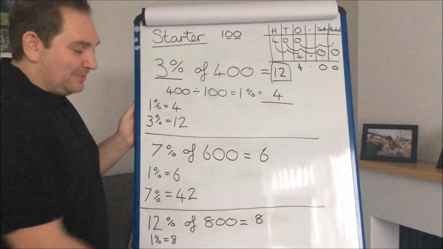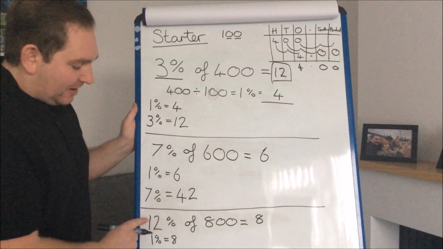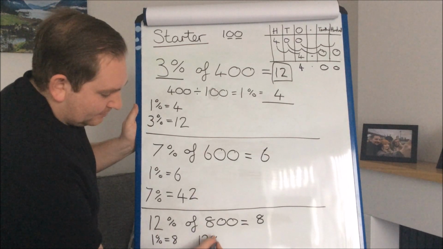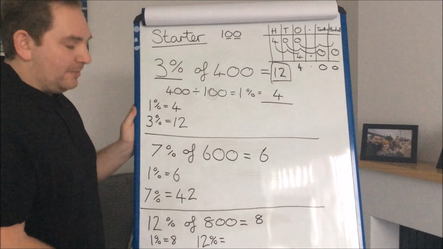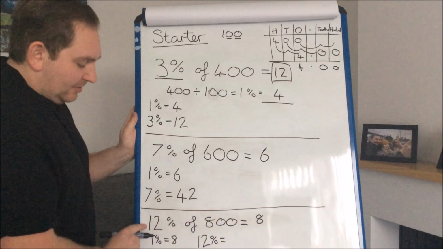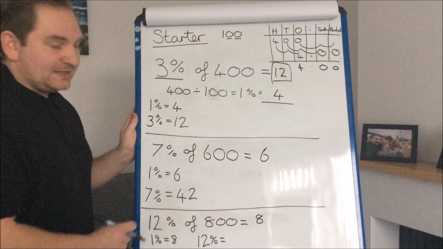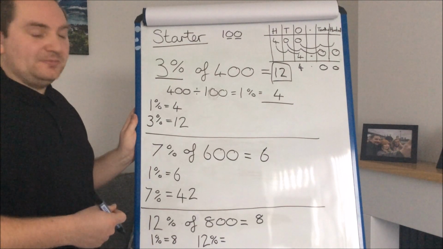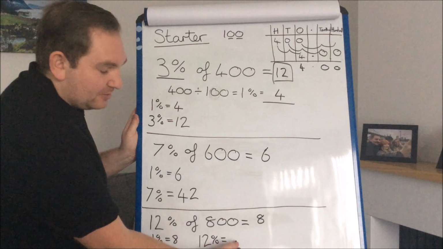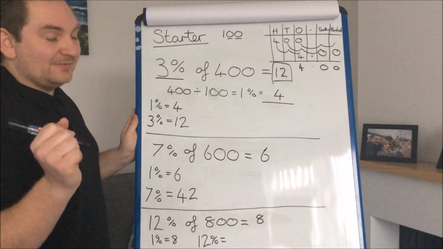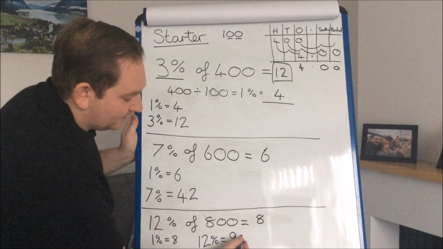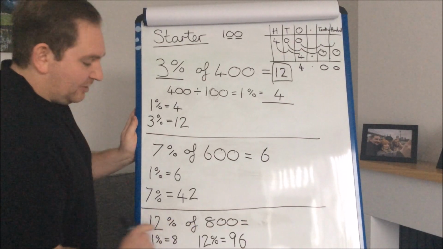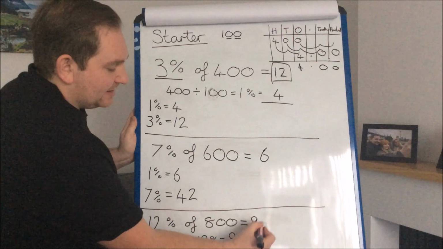After you've worked out 1%, which is 8, you can work out 12% by multiplying that 8 by 12. Because 1% is 8, if we want 12%, that's 12 times more. So 8 times 12 equals 96. So 12% of 800 is 96.